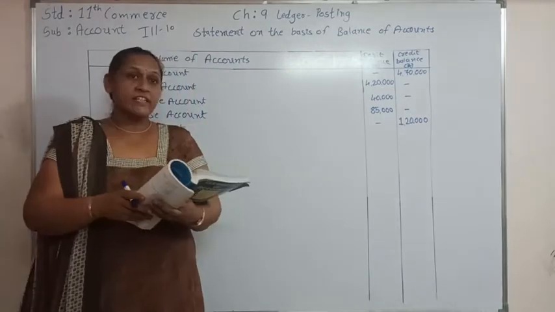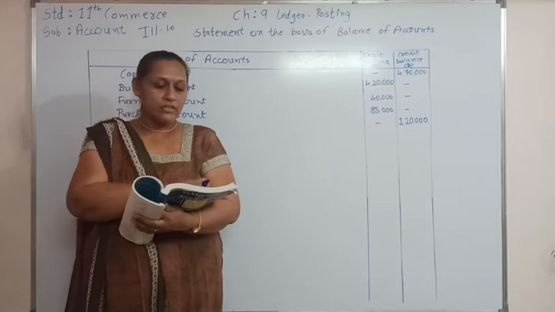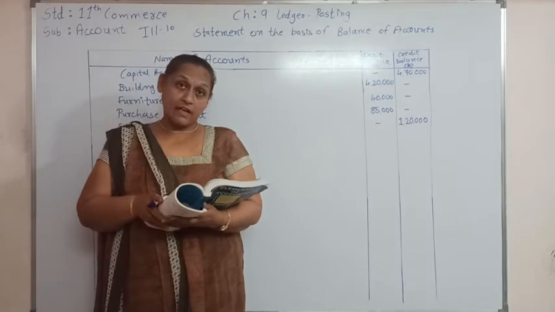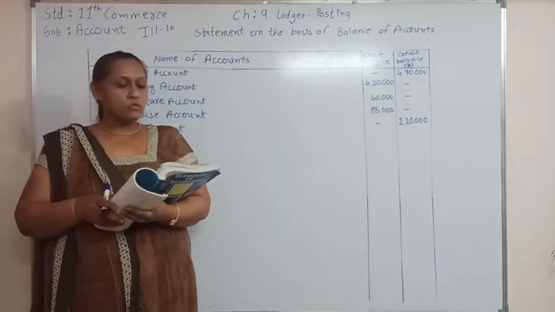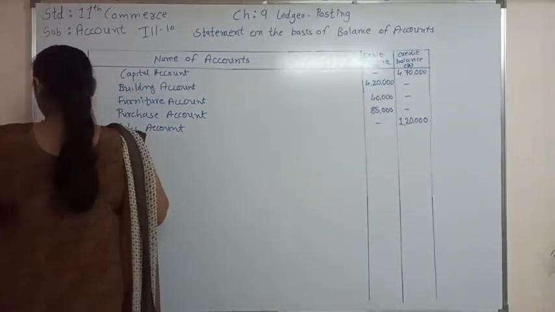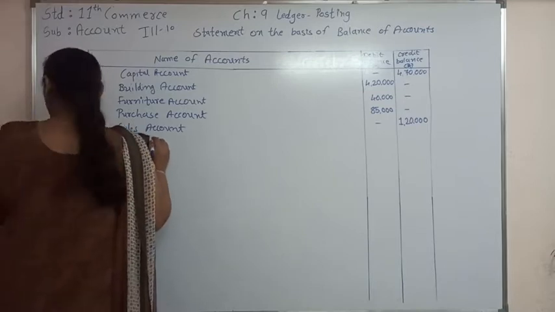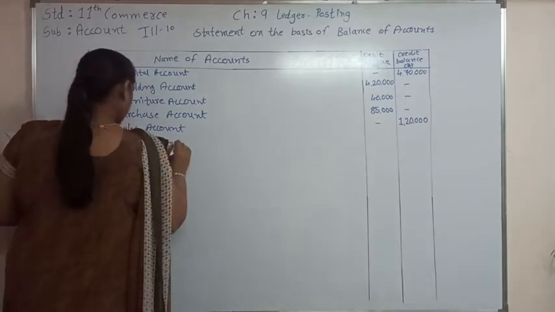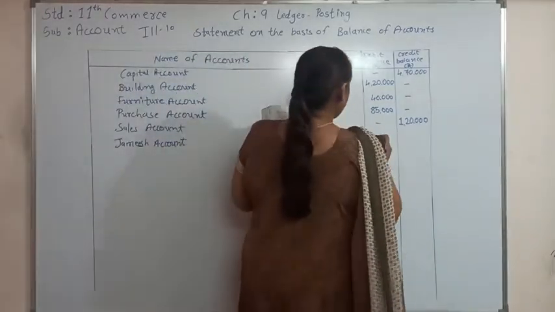Next is the Janus account. Here we can see that on the Janus account, on the debit side the total is 1,20,000. Credit side it is 80,000. So we can see that the debit side total is more by 40,000. So for the Janus account we will write, and the total is more on the debit side. So on the debit side we will write 40,000.